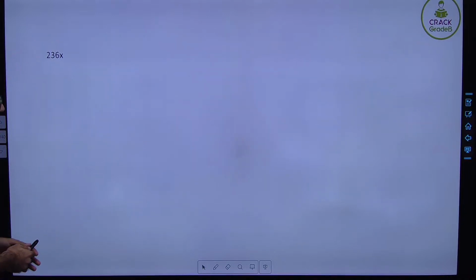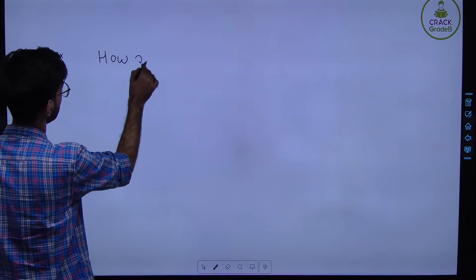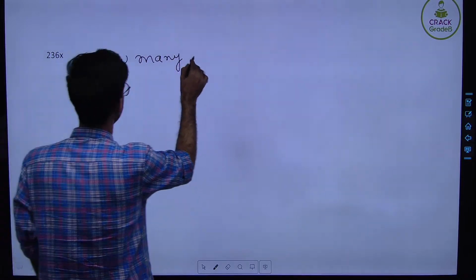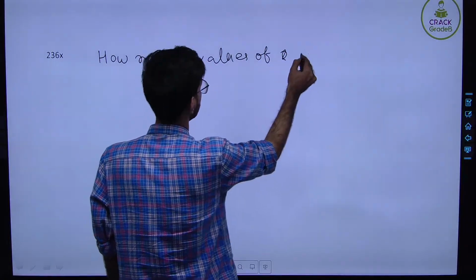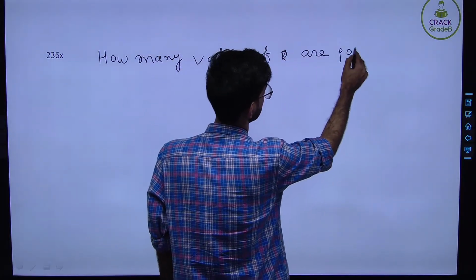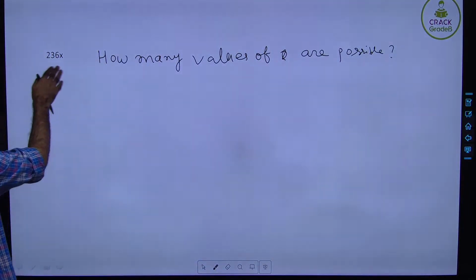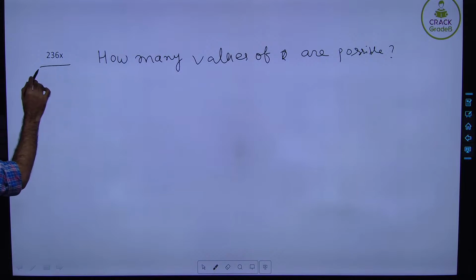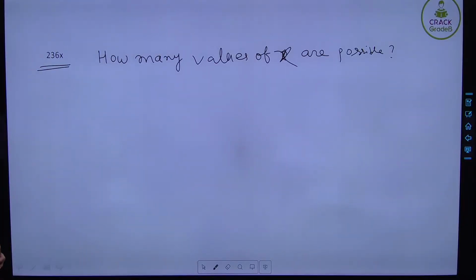Now try to answer, listen to the question carefully: how many values of x are possible? There is a 4-digit number 236x. How many values of x are possible? 4 values, okay. Try to solve it.